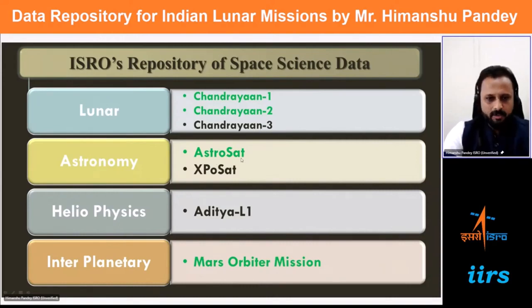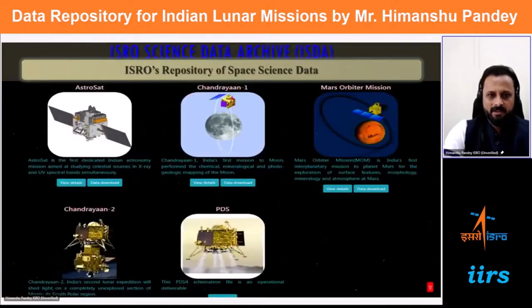Now, astronomy data is already available. ExpoSat was launched on 1st January only. So once we receive sufficient data, and peer review, calibration and documentation are over, this also will be released. Similar thing is for IIRS. For interplanetary missions, the data is already released on our website, and you can access and start utilizing it.